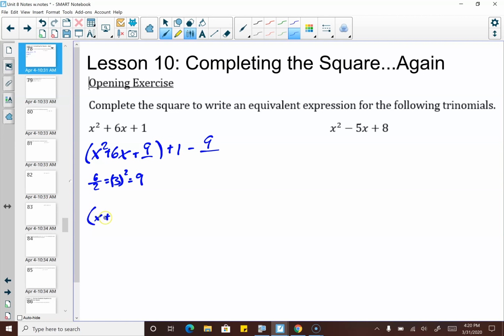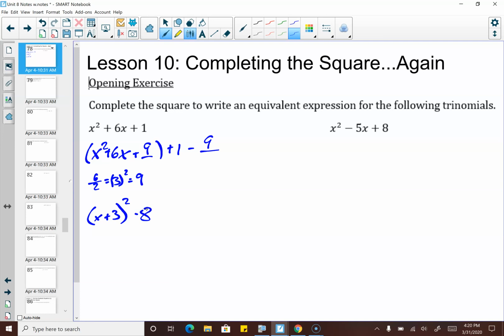But if you just remember that the number you get when you divide by 2, in this case positive 3, goes in our parentheses, we end up with x plus 3 squared. And then on the outside, 1 minus 9 is negative 8. So we get x plus 3 squared minus 8.